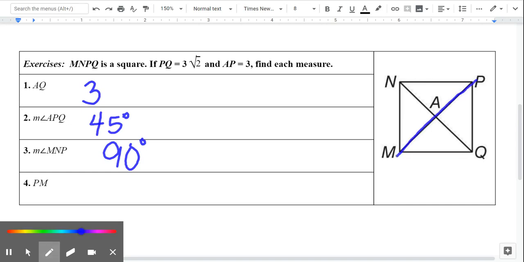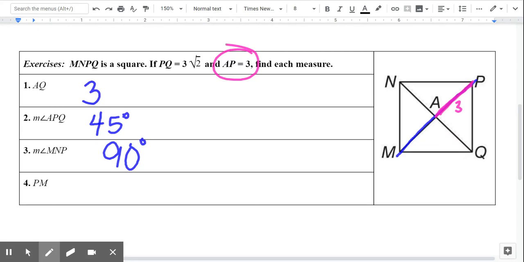Now we know that AP, this piece right here, is 3 because they told us that it was 3. So therefore, the other piece is also 3. So PM, the entire thing, has to be 6. 3 plus 3. Okay? That's all there is to these notes.